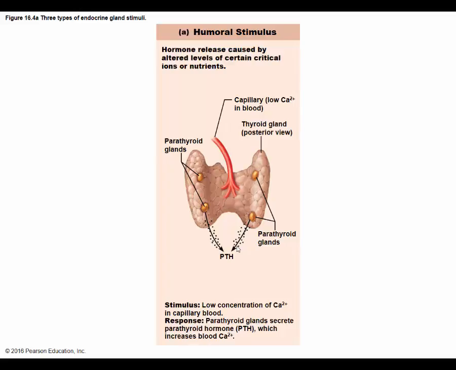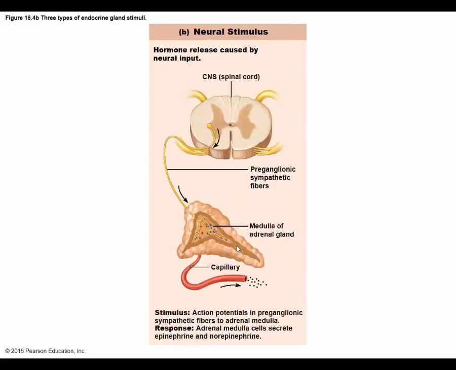So this is an example of a humoral stimulus in that the parathyroid glands are stimulated by something in the blood. And what is it in the blood again that's stimulating it? What's stimulating the parathyroid gland to secrete parathyroid hormone? Low calcium levels. Yep, low calcium levels. So that's a humoral stimulus.